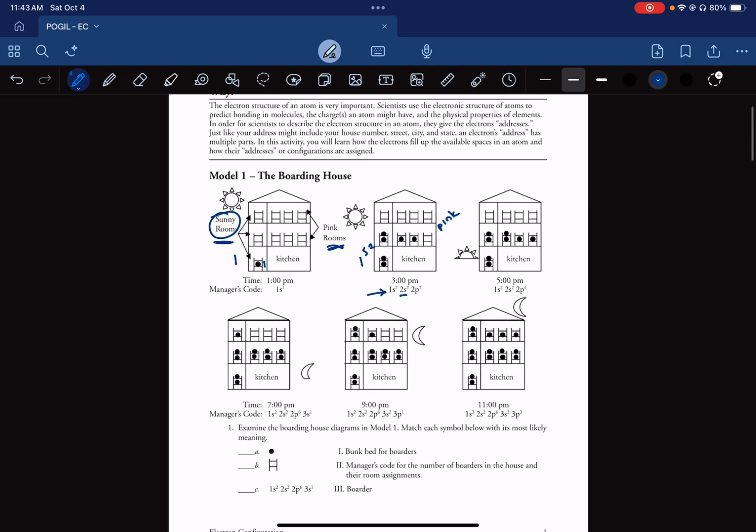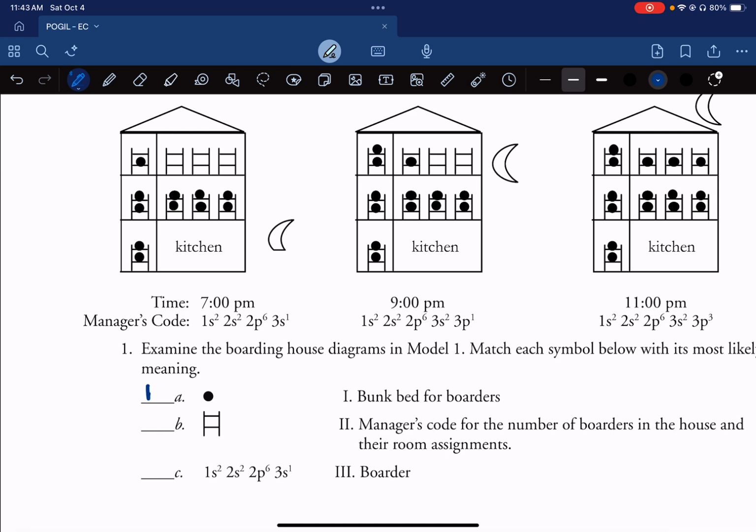So this part says examine the boarding house diagrams in Model 1 and match each symbol below with its most likely meaning. The first one, the little dark circle, is our boarder. So we'll say that's number three. Then we have a little ladder-looking thing. It's a bunk bed, so that's going to be number 1. And then 2 is our manager's code. It's how the manager is expressing where these boarders are in the boarding house.